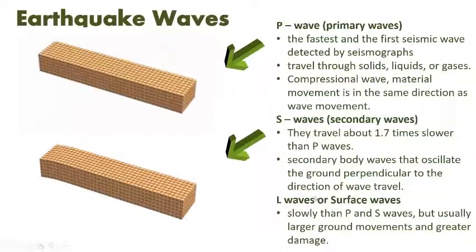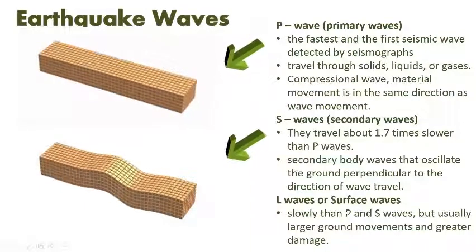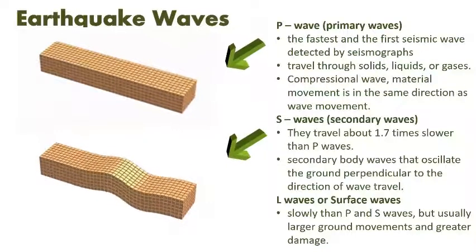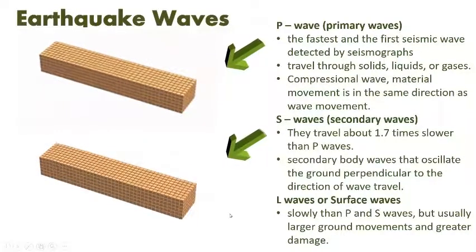And the last type of wave is the L wave or the surface wave. It is slower than the P and S waves, but it usually causes larger ground movements and greater damage kapag L waves.